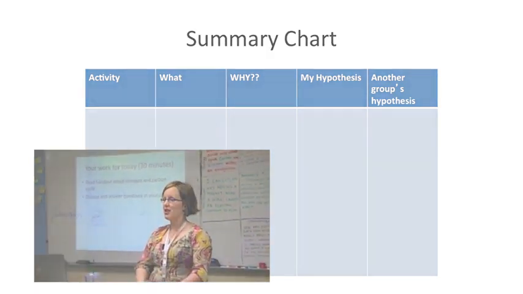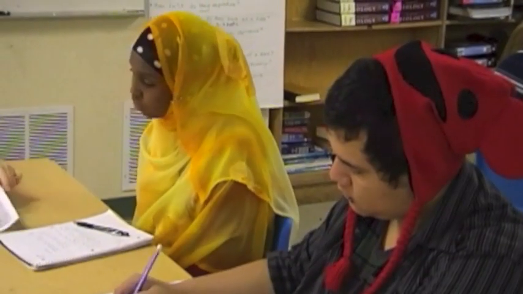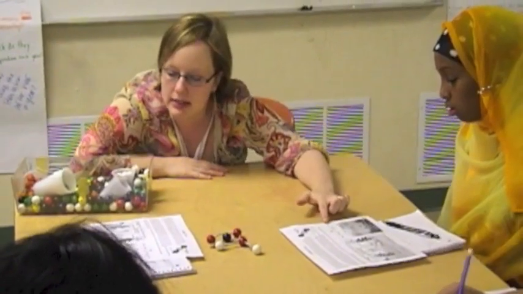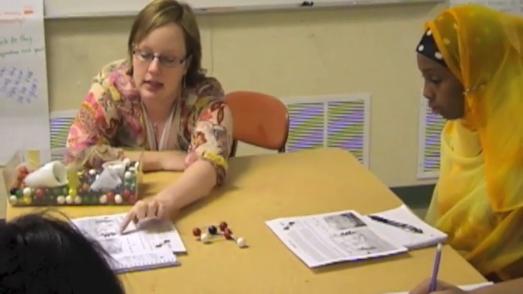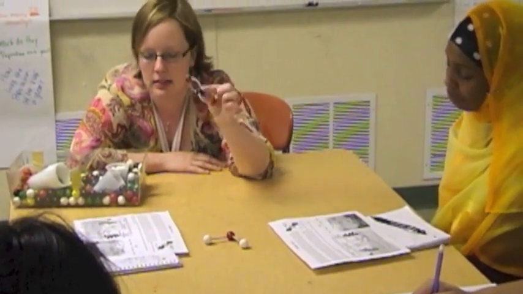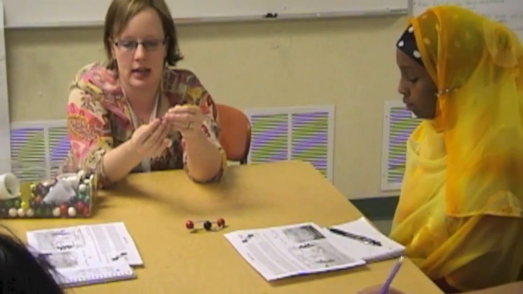So I want you all to actually stop writing and take a look at this equation right here that is showing what's happening in the plant. So it says 6 carbon dioxide, so 6 of these go into the plant. And then 6 of these go into the plant. And then what does it say happens?